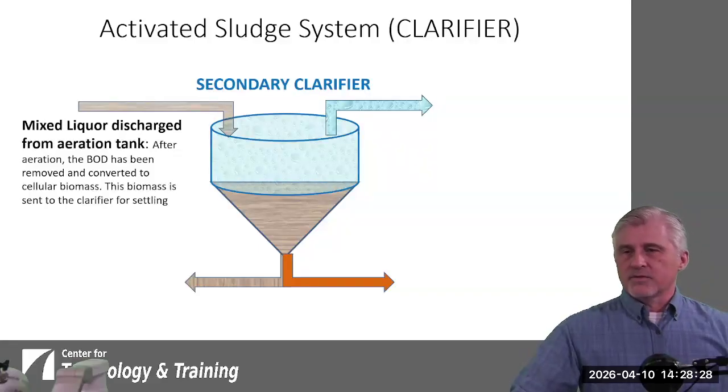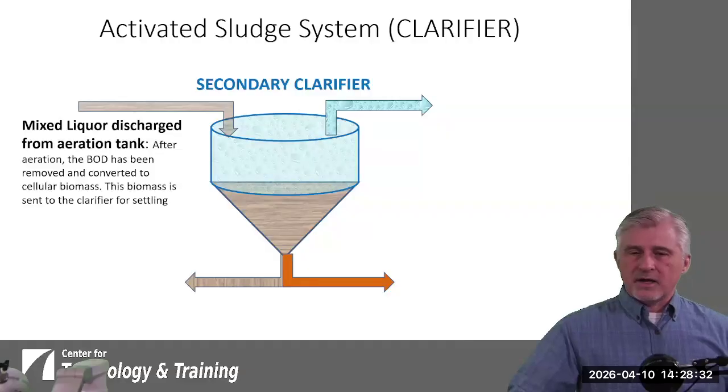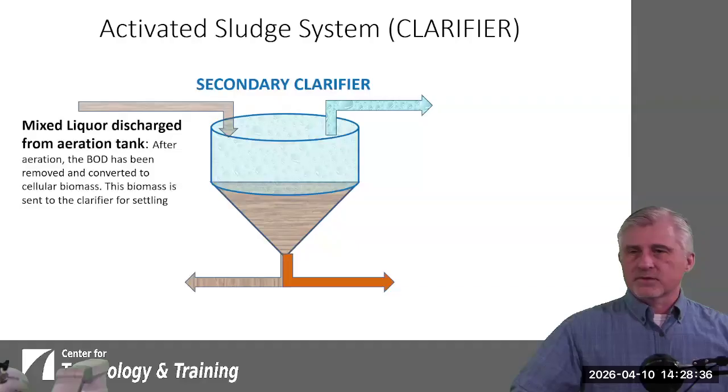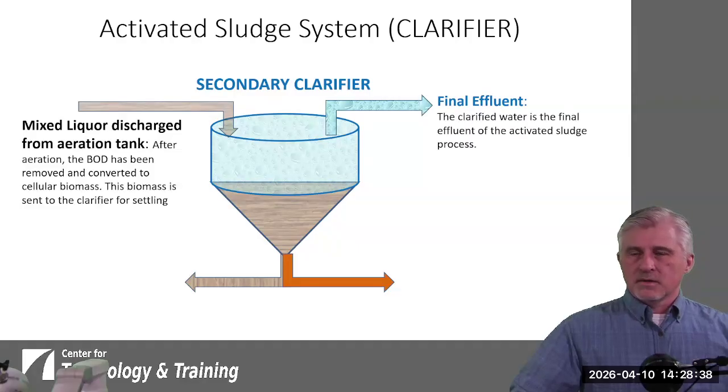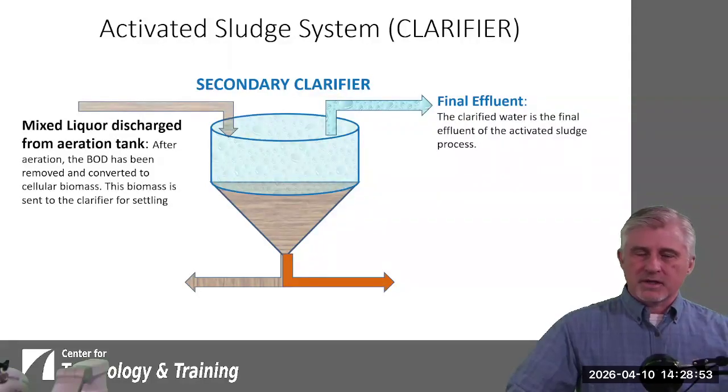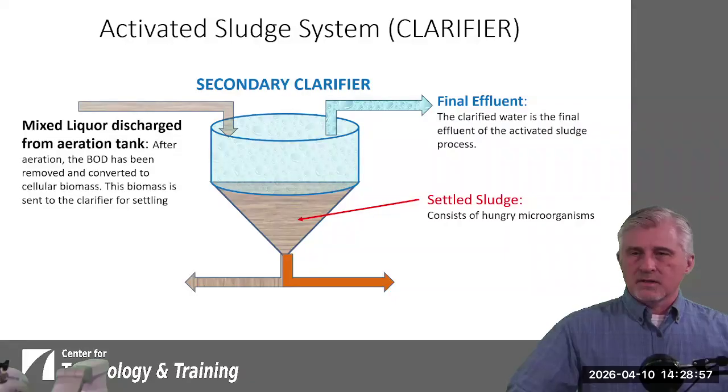After the aeration, we've removed BOD, converted into this cellular biomass, and the biomass is sent to the clarifier so that it can settle out. The final effluent in this case from the secondary clarifier is in essence the clean water that can hopefully be discharged. It's possible there will be some additional treatment, as we mentioned, tertiary treatment that has to be done. But we end up settling out the solids.